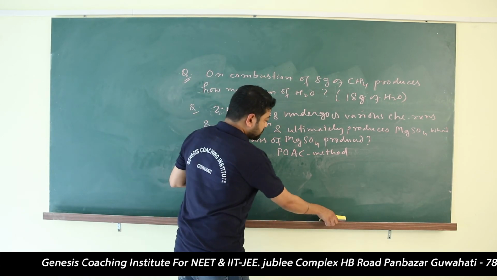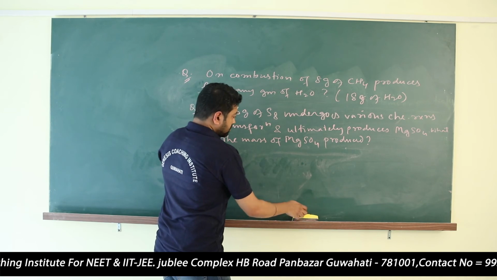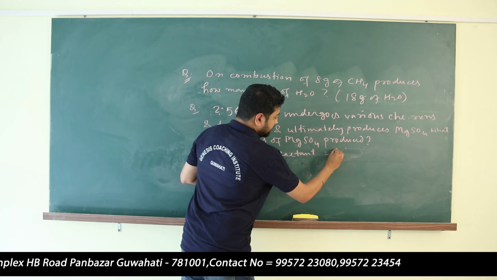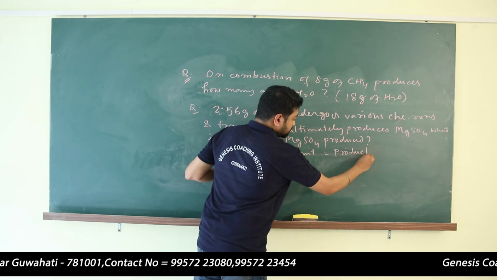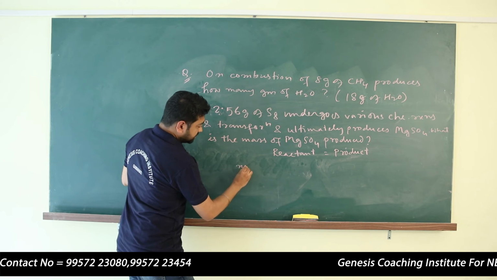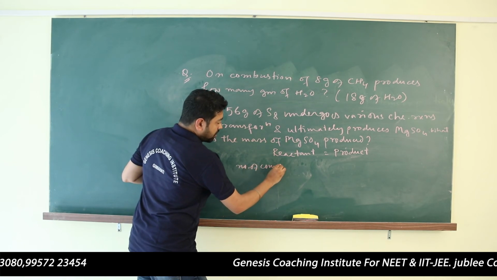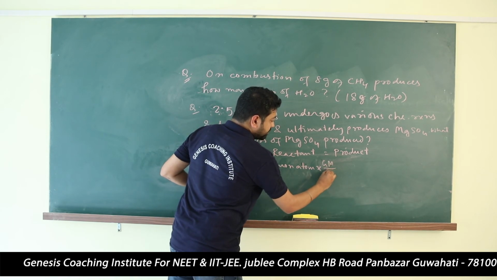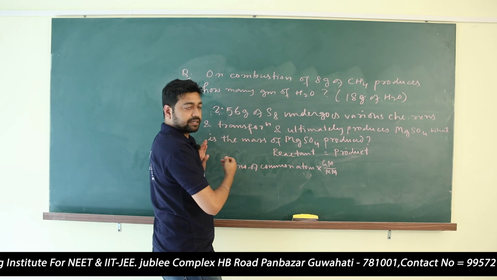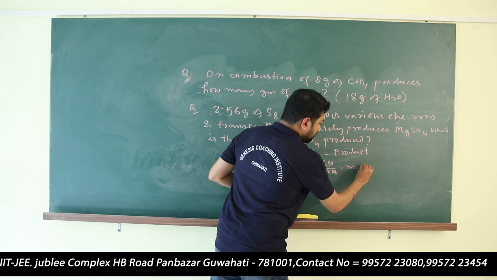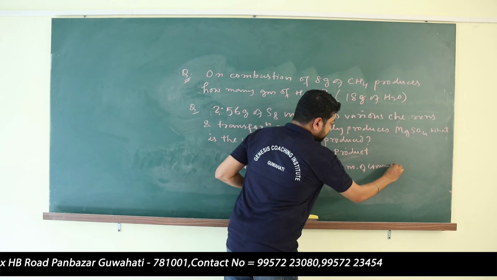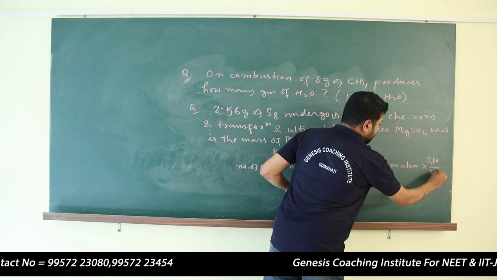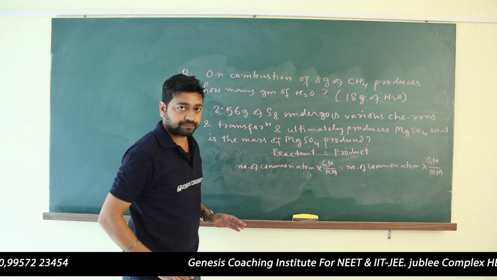So here, say this is the reactant part and this one is the product part. It is number of common atoms into given mass divided by molecular mass. This is about the reactant. Then number of common atoms into given mass divided by molecular mass. This is about the products.